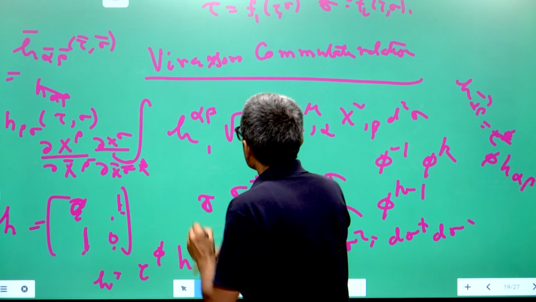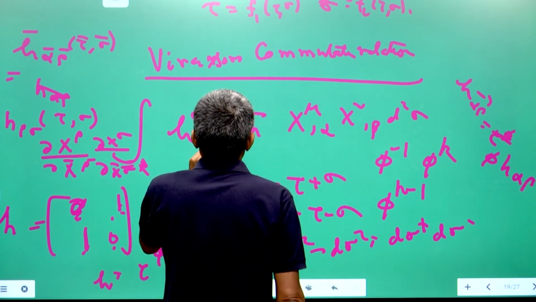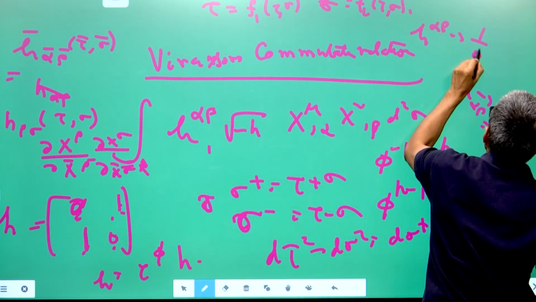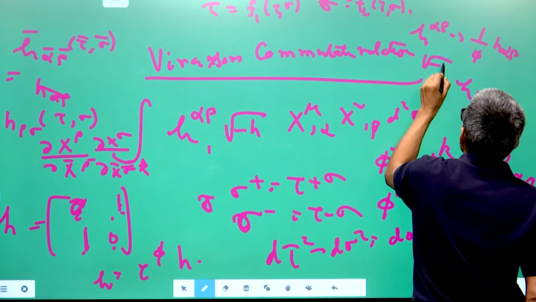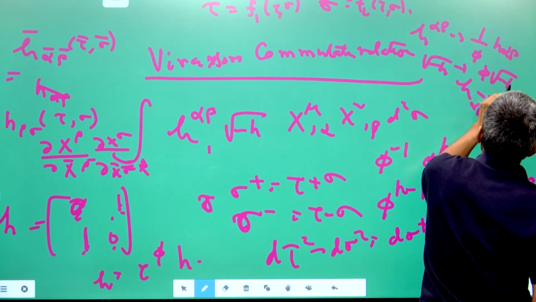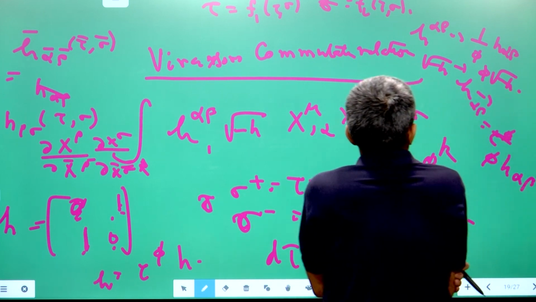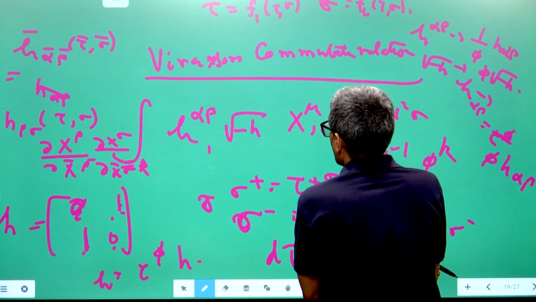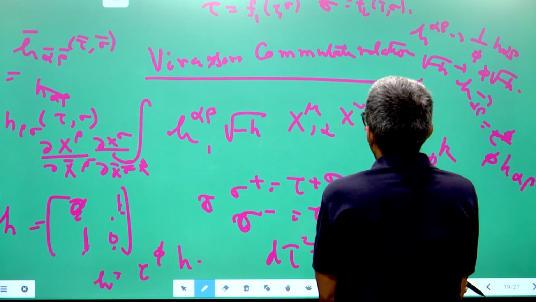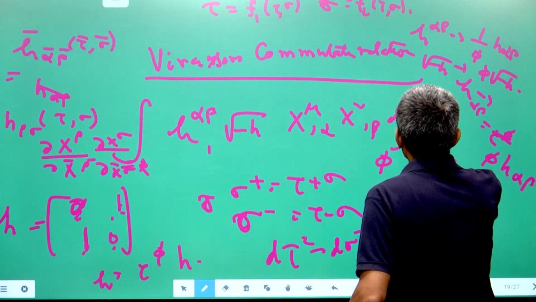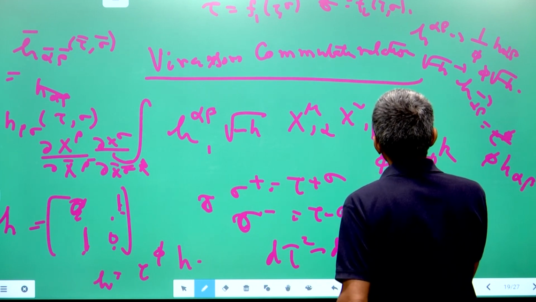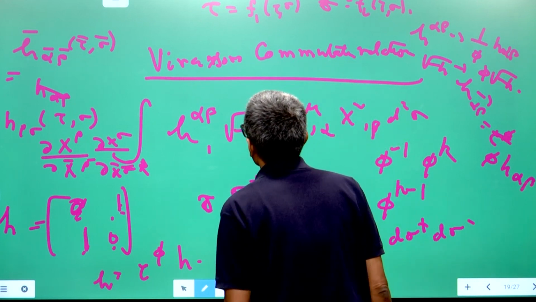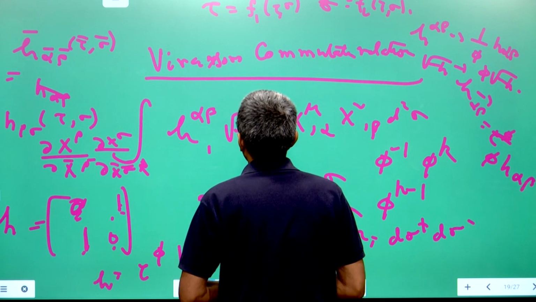In the case of 2, what happens is that h alpha beta goes to 1 by phi into h alpha beta, and root minus h will go to phi times root minus h. That is because h goes to phi square times h, is it right? If you multiply, it will go to phi square h, but here you have a d2 sigma. So this quantity should remain invariant under conformal transformation. No, this will not remain invariant under conformal transformations, it will also change under conformal transformations.